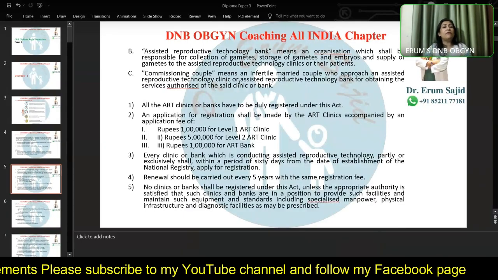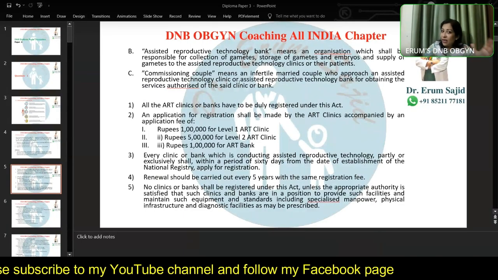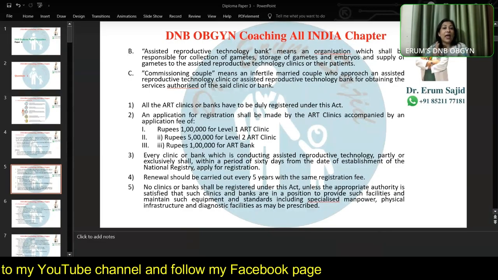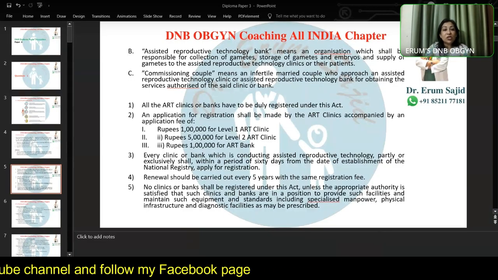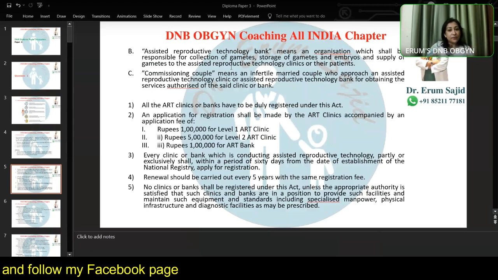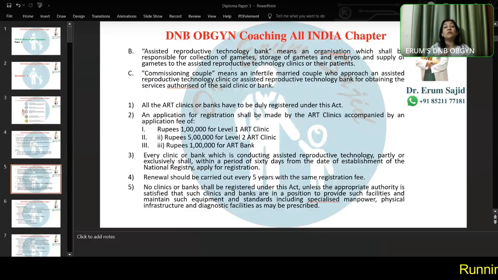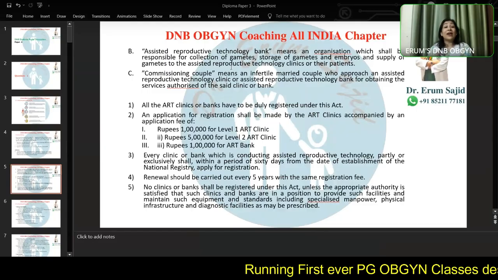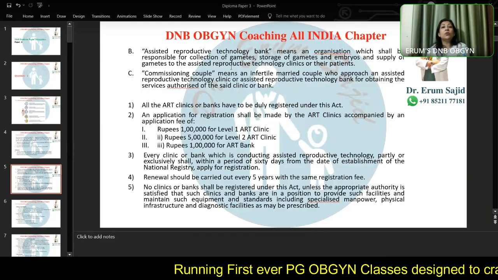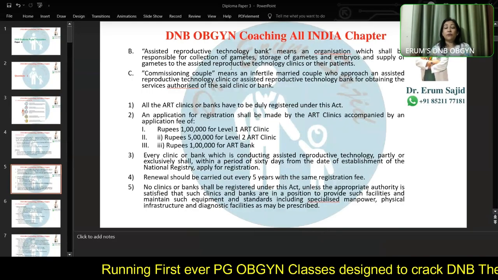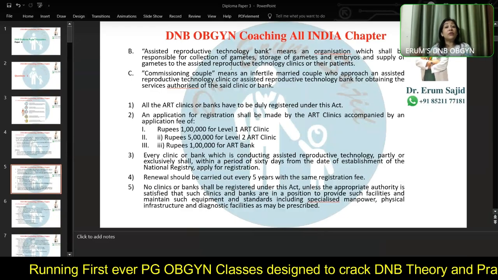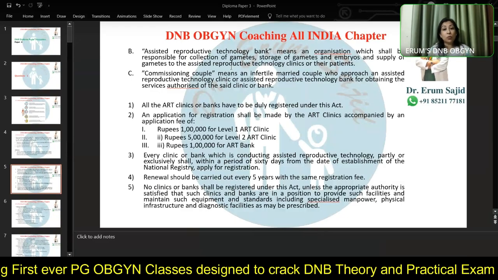If you just write down these 2-3 definitions, they will have an idea that okay, this girl has read the ART Act. So basically, a bank means an organization responsible for collection of the gametes, the storage of the gametes and the embryos, and supply of the gametes to the ART clinics or their parents. Even that has to be very specifically organized. Anybody who's having a cryopreservation or an embryo preservation cannot use that embryo for donation. Even if it is being used in that way, it has to go through a proper channel.